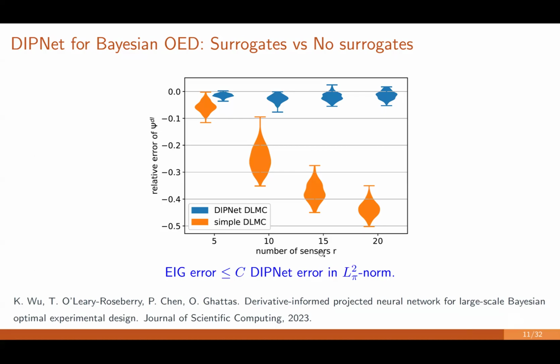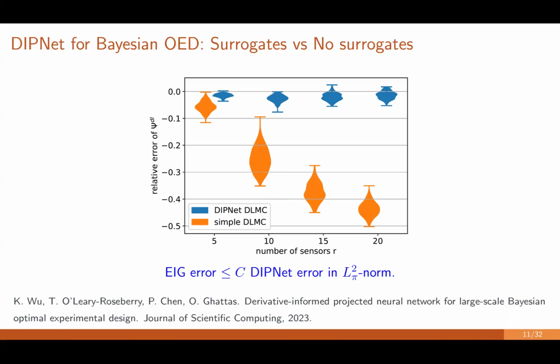As you can see, with an increased number of sensors, the relative error computed by this neural surrogate remains relatively small compared to directly applying this double loop Monte Carlo with the same computational cost. And we have some error bound. The EIG error can be properly upper bounded by the neural network approximation error in L2 norm up to a constant. So this is one type of neural surrogate.